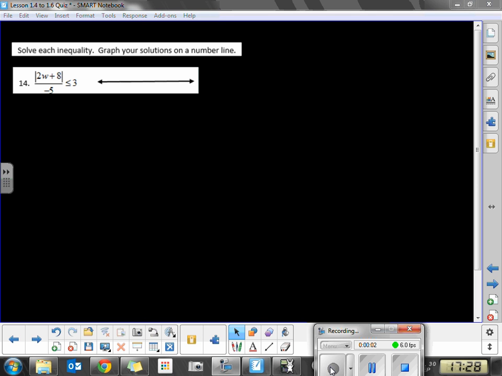Number 14, we're going to apply our GEMDAS backwards to try to isolate our absolute value, because that's our grouping symbol. I can't get at the W until I break down those grouping symbols. So we have to undo our dividing by -5.